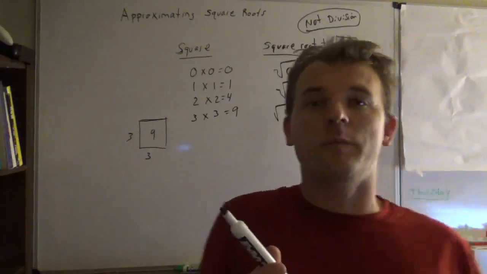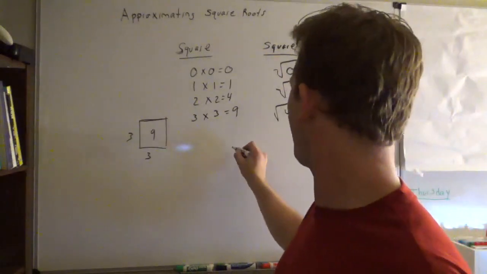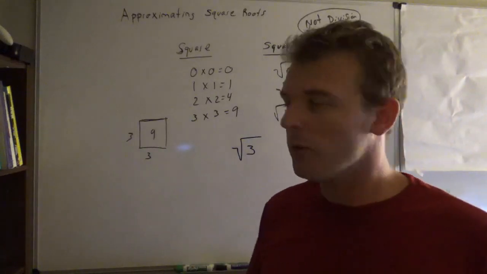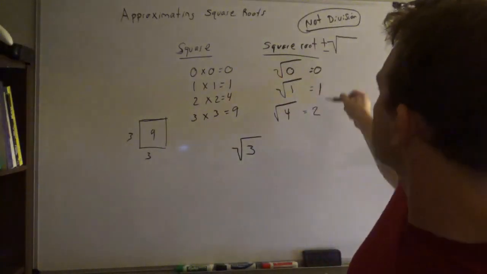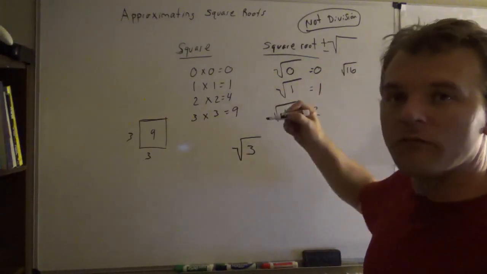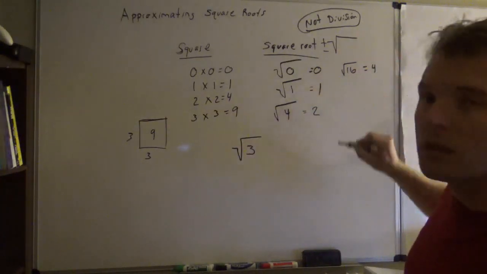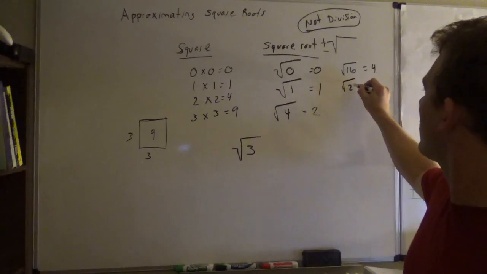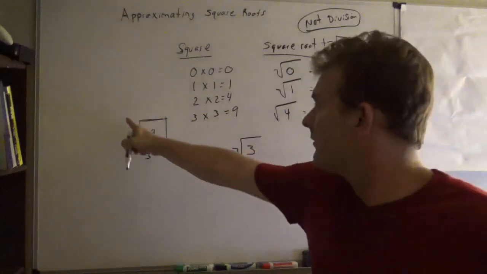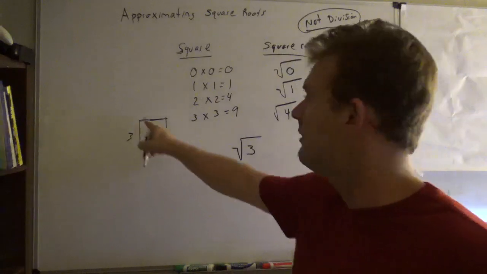But what happens when we don't have a perfect square? What if we have something like the square root of 3? Now we're kind of in trouble because we don't have a nice number. For example, the square root of 16, well, 4 times 4 is 16. So this is 4. What about the square root of 25? Well, the square root of 25 is 5 times 5. So think of a nice 5 by 5 square.